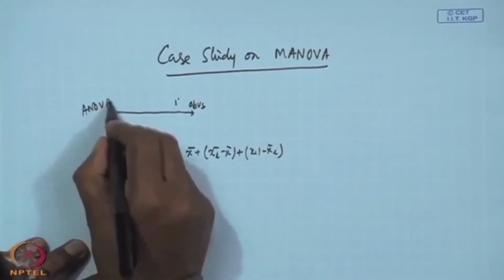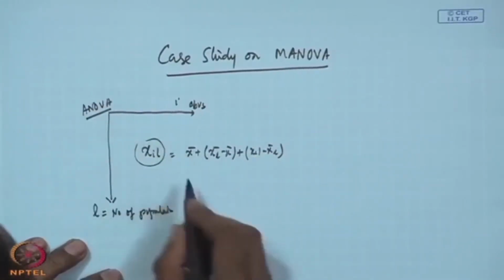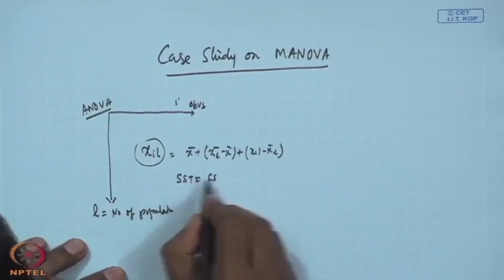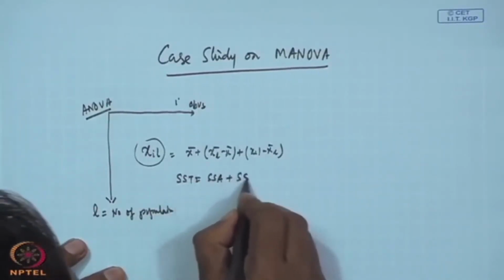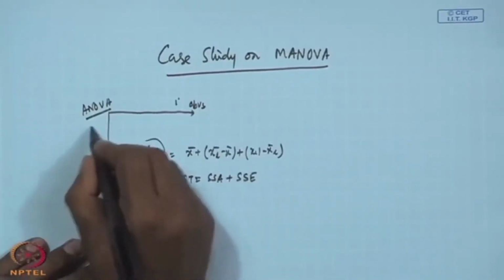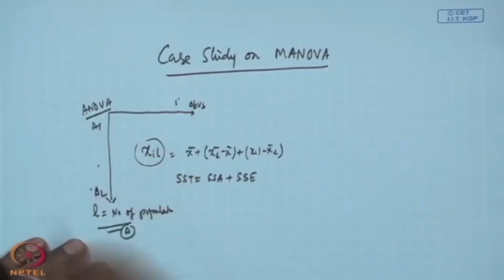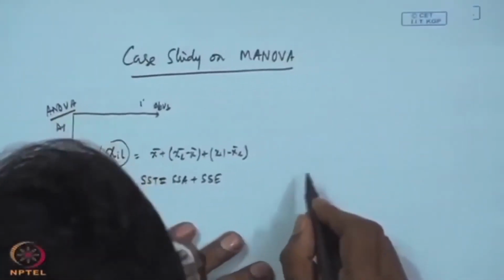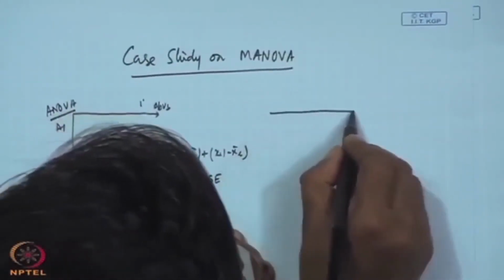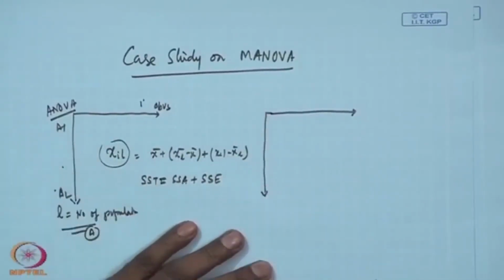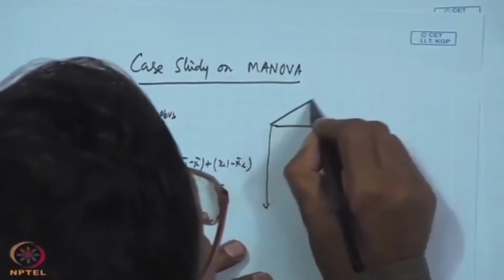That is the case. Ultimately, in one way ANOVA, we have found that SST equals SSA plus SSE. If I denote the populations in terms of A, it is A1 to A capital L. So this is for ANOVA, and in one way MANOVA we have just duplicated the same thing, but with one addition. That addition is the number of variables.